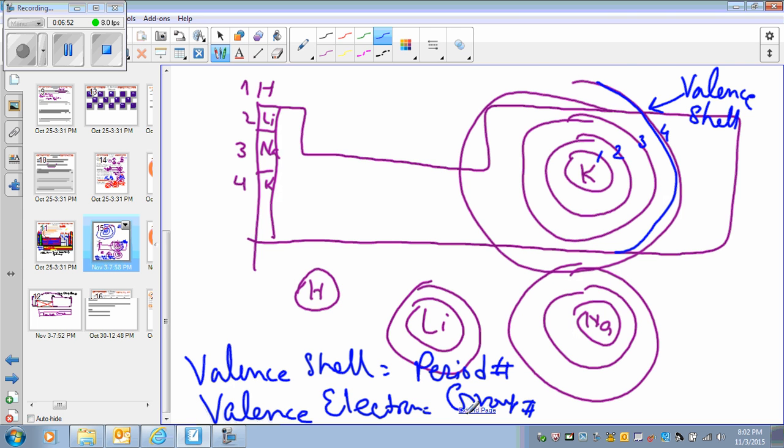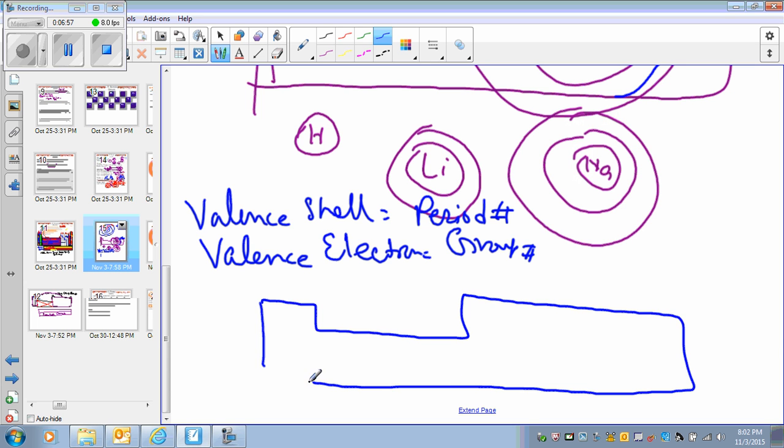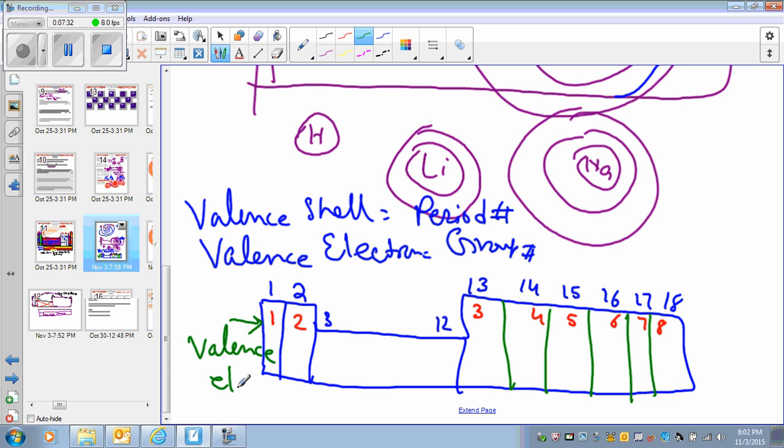So what does that mean? If an element is in group 1, 2, then we have 3 to 12, and then I have 13, 14, 15, 16, 17, and 18. To calculate the valence electrons, we just go by the group number: 1, 2, and then 3, 4, 5, 6, 7, and 8 here. So this is how we do the valence electrons. The group number is the number of valence electrons. So this information is about valence electrons.